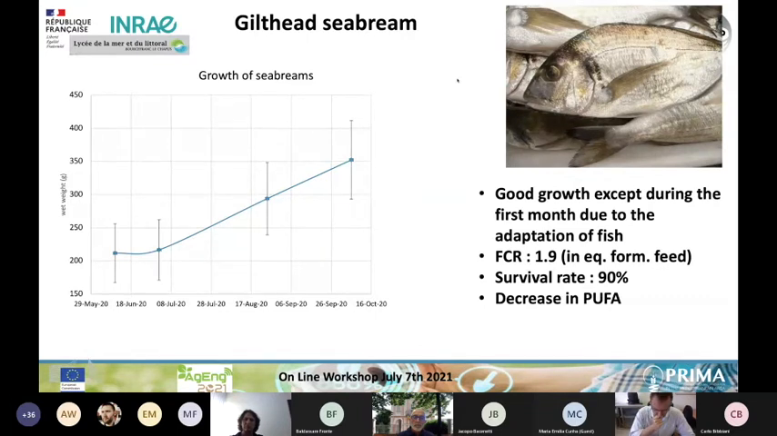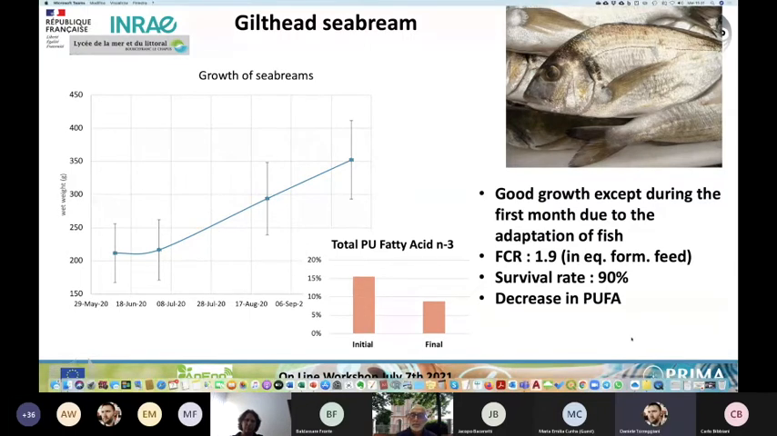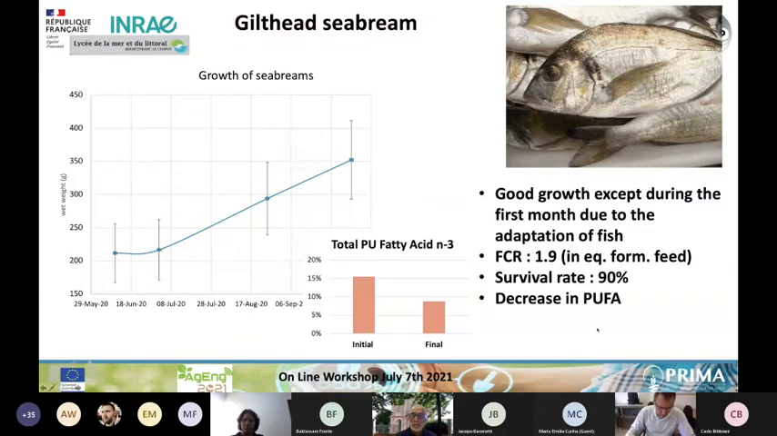But the growth overall was good, and they reached the weight that was expected. The feed conversion ratio in equivalent formulated feed was around 1.9. That was expected also, and the survival rate was around 90%. We observed the same result as in the preliminary experiment, that the total polyunsaturated fatty acids were decreased.